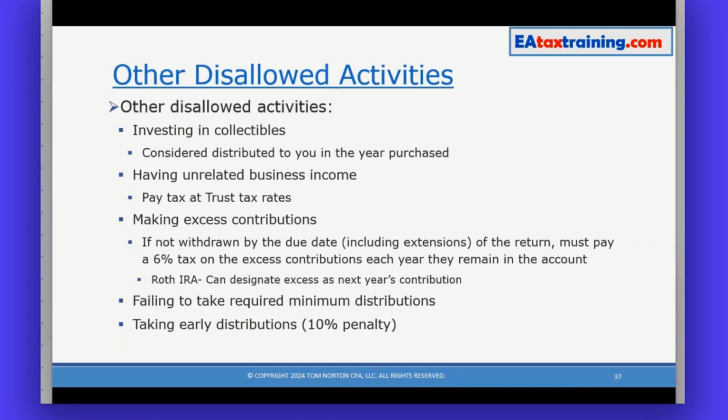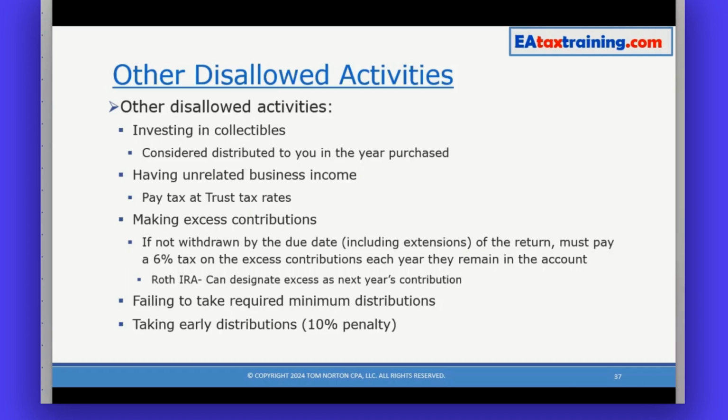Making excess contributions. So remember, you've got a maximum you can make, $6,500 a year or $7,500 per year per person. If you make excess contributions, that is not allowed, of course. If you realize you made an excess contribution, then you can just withdraw those funds by the due date, including extensions of your tax return. But if you don't withdraw those funds, then you must pay a 6% tax on the amount of the excess contribution, and you have to pay that tax each year that those funds remain in the account.